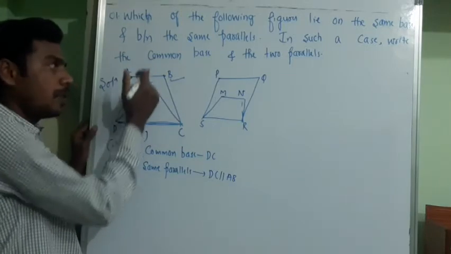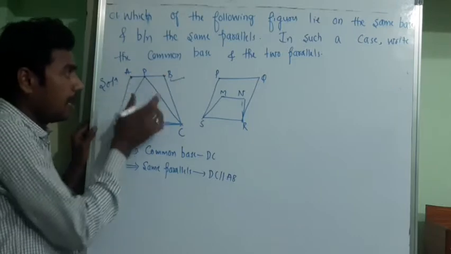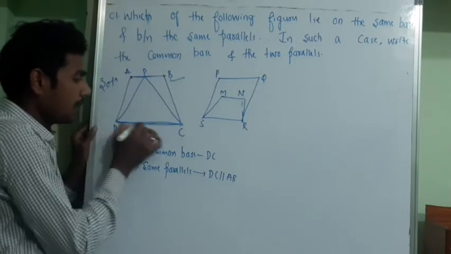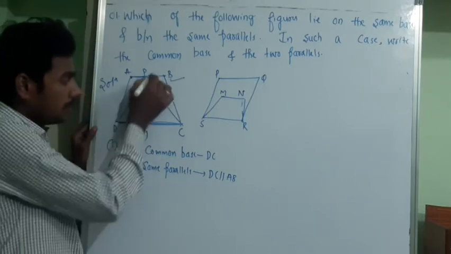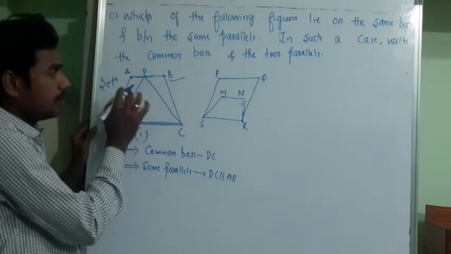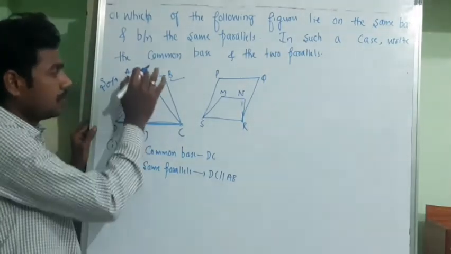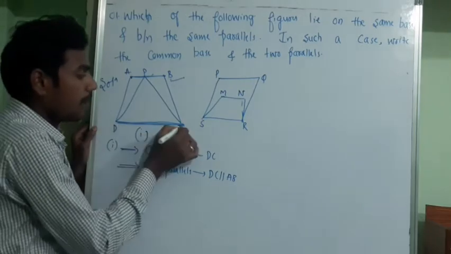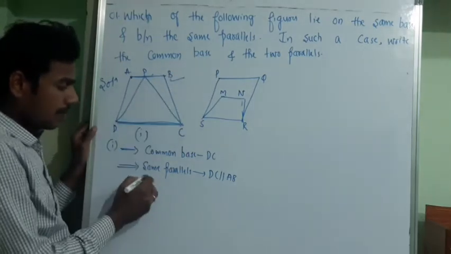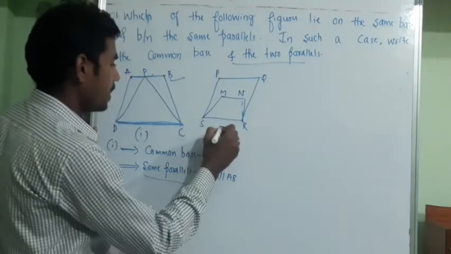Between these two parallels and on the common base DC, that is APB, these three figures lie. So that is the condition, and we have written this. Understood? So we'll come to the second one.